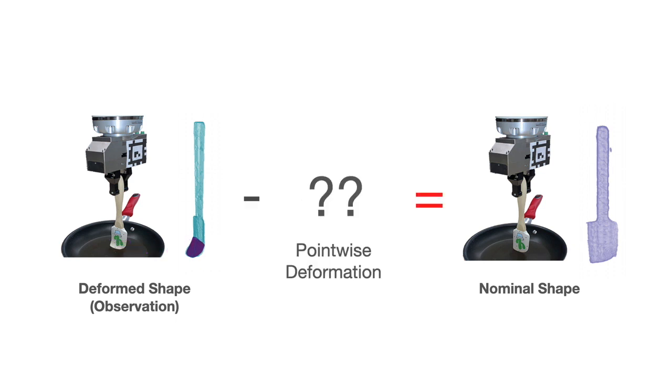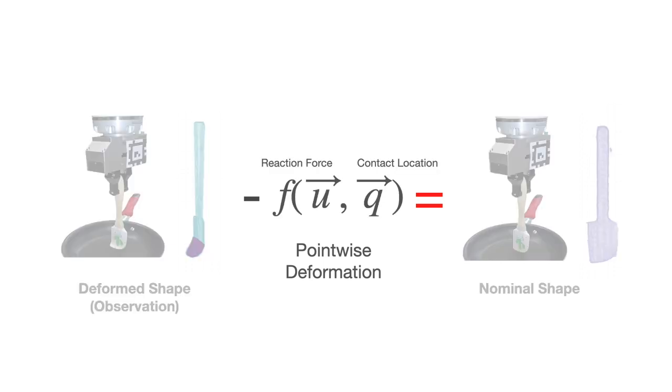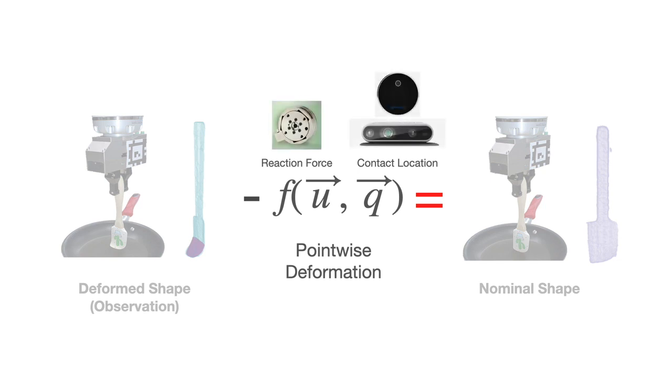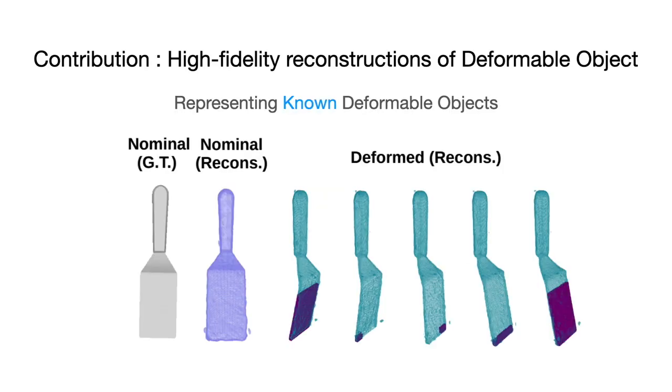What VIRDO does is to predict object deformations by learning it as a function of externally applied forces and their locations obtained from common robotic sensors. VIRDO can accurately learn the 3D geometry of nominal and deformed shapes seen during the training. As seen in this figure, it accurately fits surface curves and details at sharp edges.